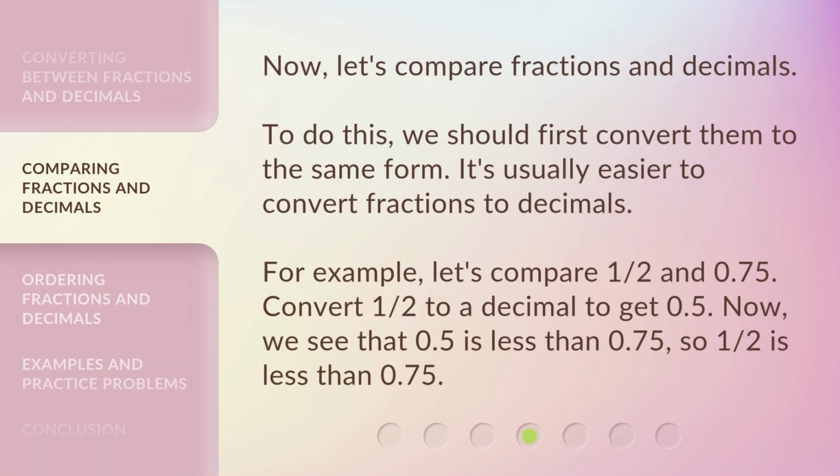Now, let's compare fractions and decimals. To do this, we should first convert them to the same form. It's usually easier to convert fractions to decimals. For example, let's compare 1/2 and 0.75. Convert 1/2 to a decimal to get 0.5. Now, we see that 0.5 is less than 0.75, so 1/2 is less than 0.75.